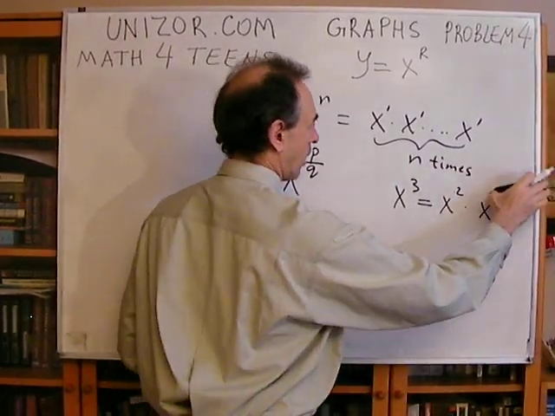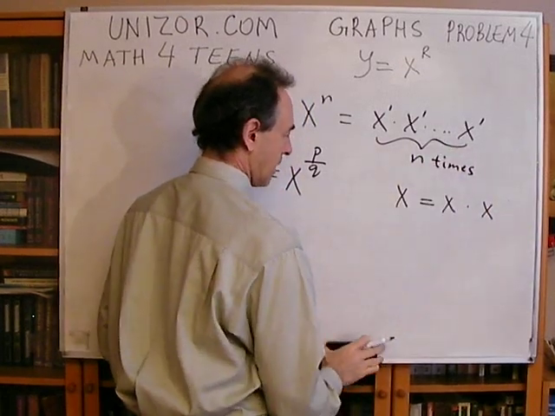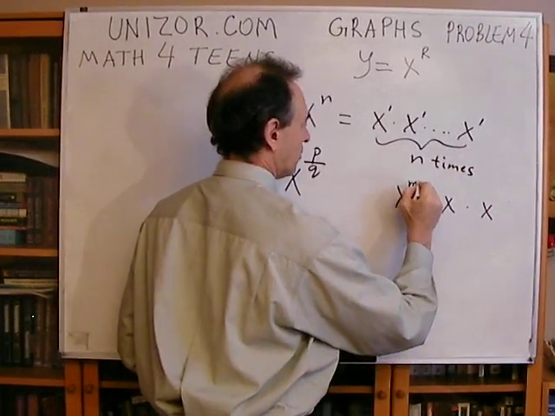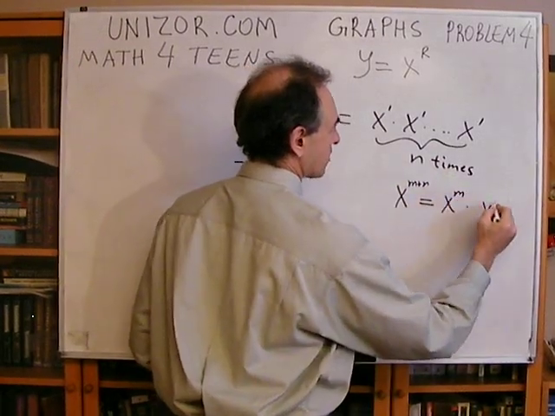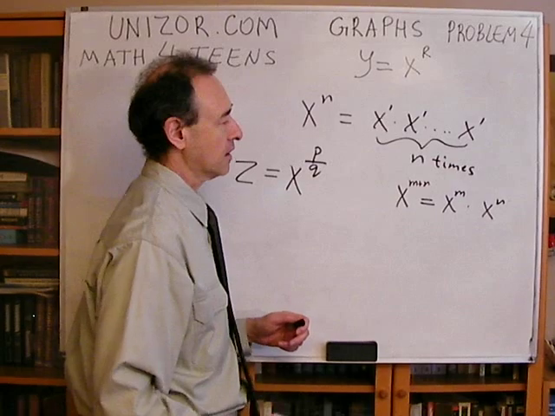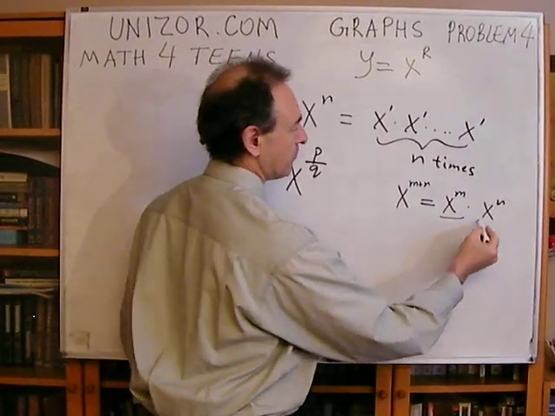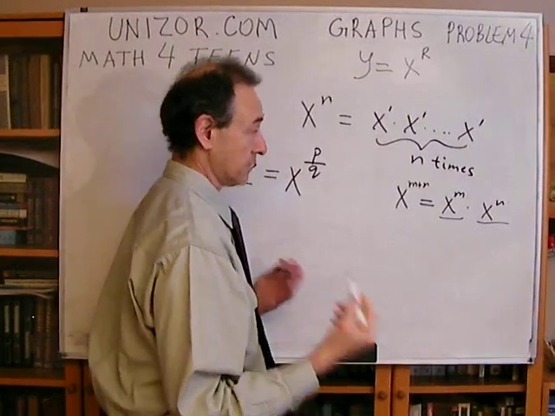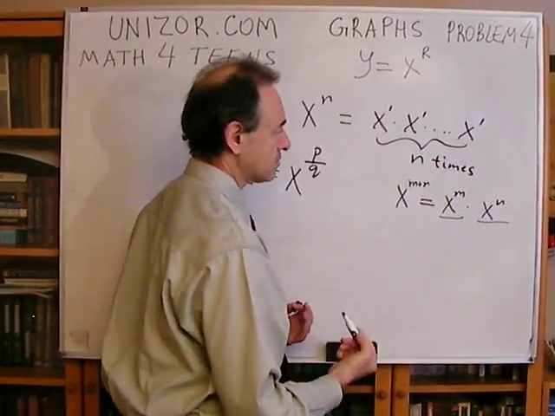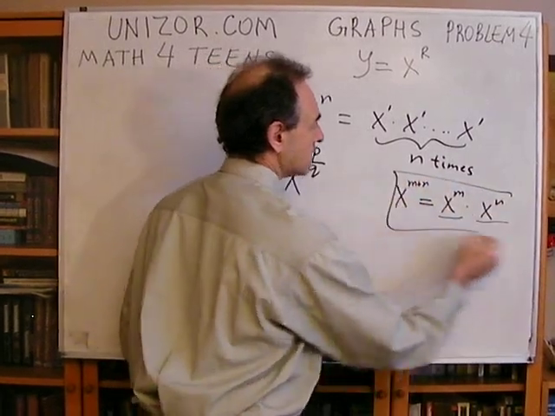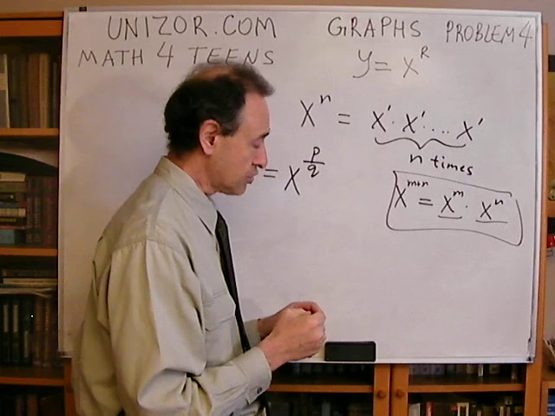Now, in a more general case, you can say that x to the power of m plus n is equal to x to the power of m times x to the power of n. Because this is x multiplied by itself m times, and this is x multiplied by itself n times. So together, they're multiplied m plus n times. So this obviously is a property of the power function.